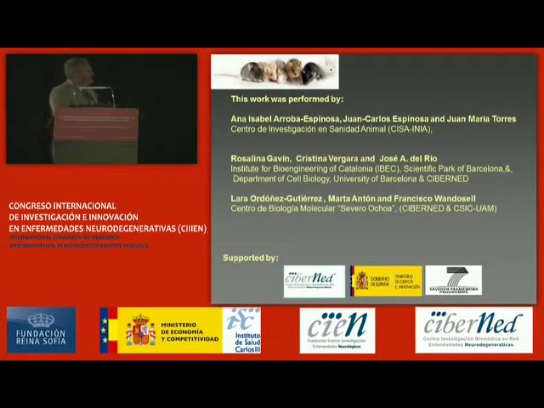No more. Just the most important slide. The prion work was performed in the Juan María Torres lab in the CISA, because it's a P3, high security level P3 animal room facility. And the remainder of the data was made in the Jose Antonio del Rio lab in Barcelona, and in my lab in Madrid, and the people responsible were Lara Ordóñez and Rosalina Gavín. Thank you very much for your attention.